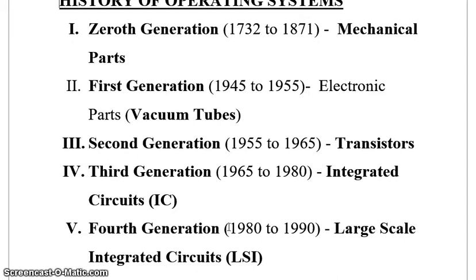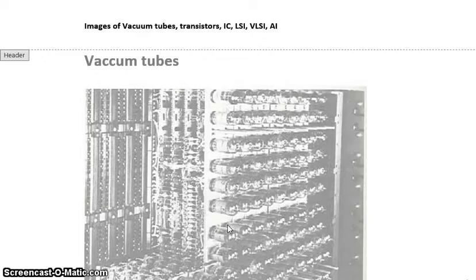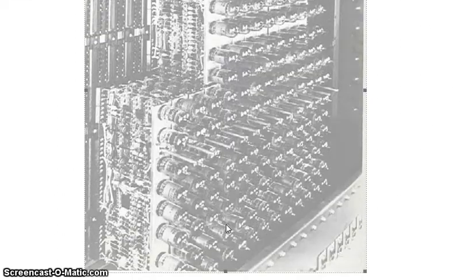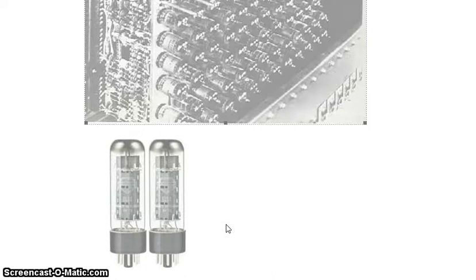So now we can see the pictures related to these generations, in which you will be aware of what vacuum tubes are, how a transistor looks, how integrated circuits look, how large scale integration circuits look, and what further devices have been released. So this is the vacuum tube. If you see it as a single piece, this is the vacuum tube.